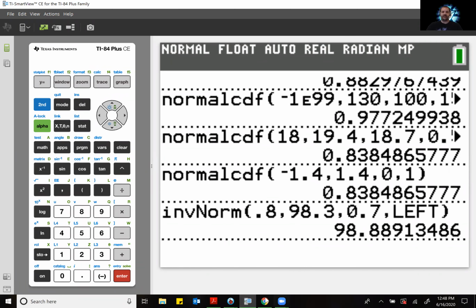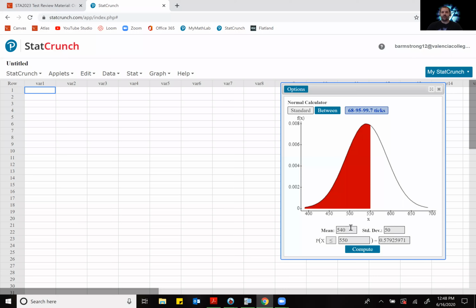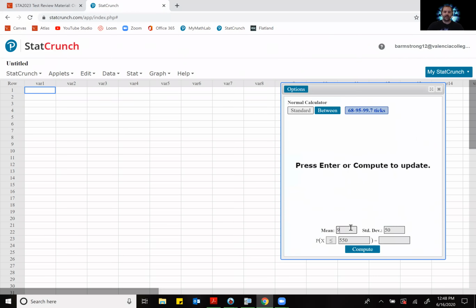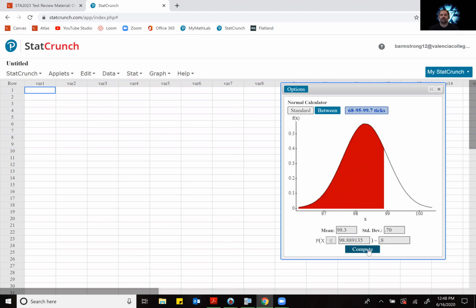On StatCrunch, it's even easier. So StatCrunch, put in your mean, 98.3. Put in your standard deviation, 0.70. Make sure that this is less than. And then instead of putting the number in the blank, you're going to put the number in after the equal sign, which is 0.8. And then hit compute. And there it is. There you go. That's it.